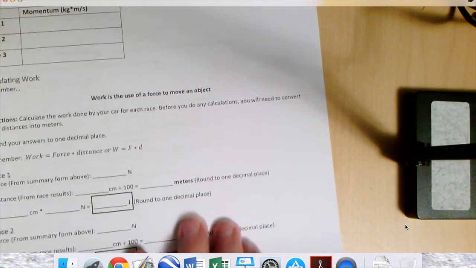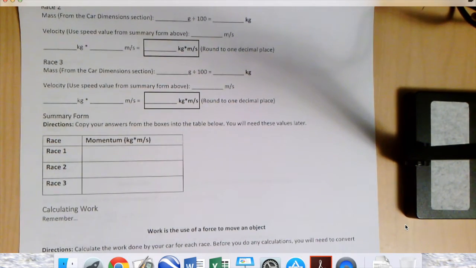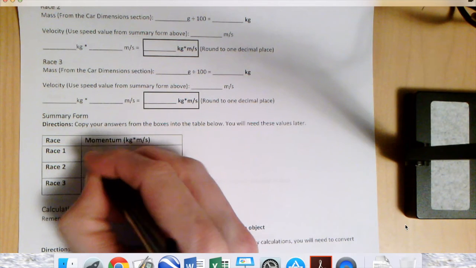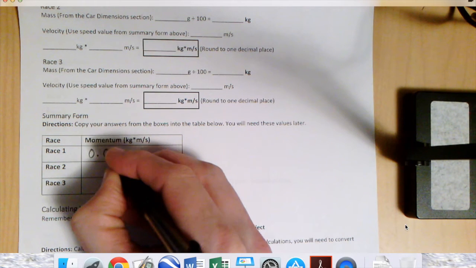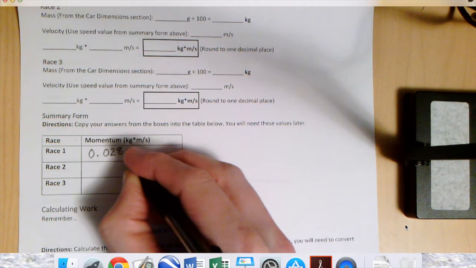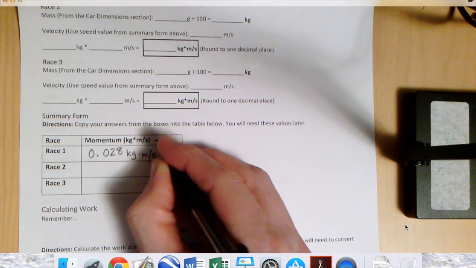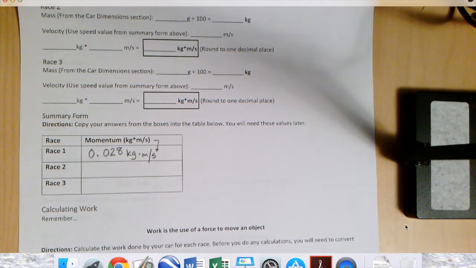What I'm going to do now is take my answer and put it in this table about momentum. Let it zoom in. There we go. So my momentum was 0.028 kilogram meters per second. We want to make sure we use these units. So what I want you to do is pause the video right now. Once you're done, you come back to me. We're going to go over work and power for this.